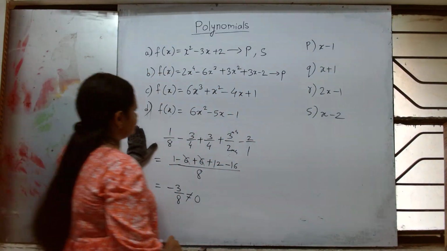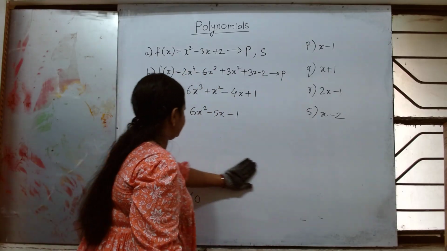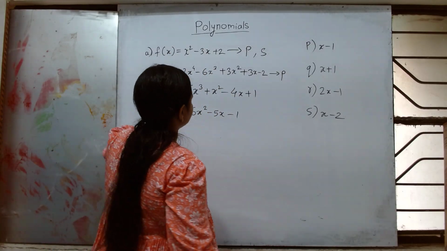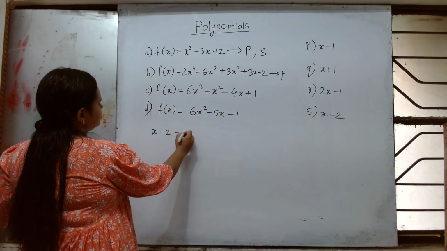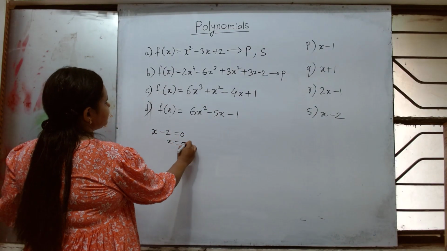Okay. You have to just put the values and check whether it is equal to 0. Now for x minus 2. For x minus 2, x equals 2.